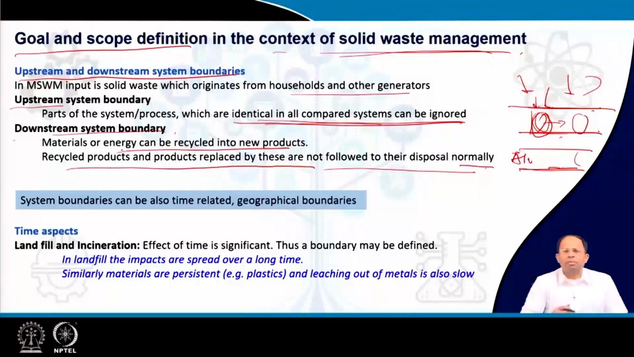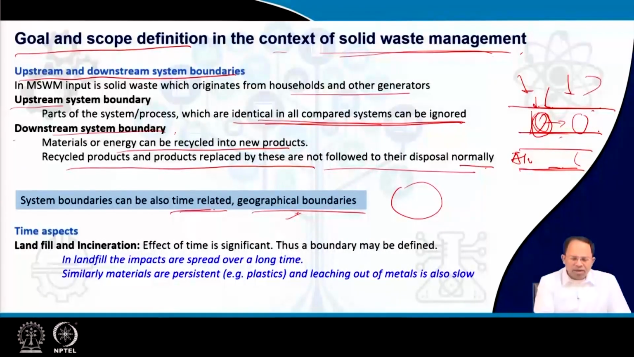So, these are very, very subjective. It depends on the goal and scope of the study. It depends on my reason why I am doing the study, why I need to compare these two processes and so on. So, based on that, we have to determine this. System boundaries can also be time related and geographical. Why? Because some of the impacts are also based on geographical boundaries. That means, if there is some pollution happening, that may spread into many bigger, larger geographical areas. Should I consider everything? Or it could be spread over a long time.